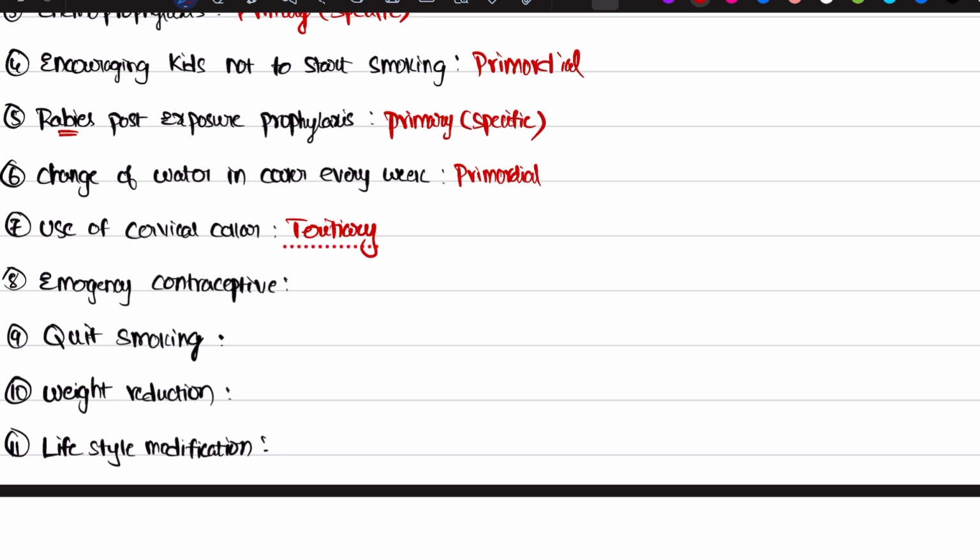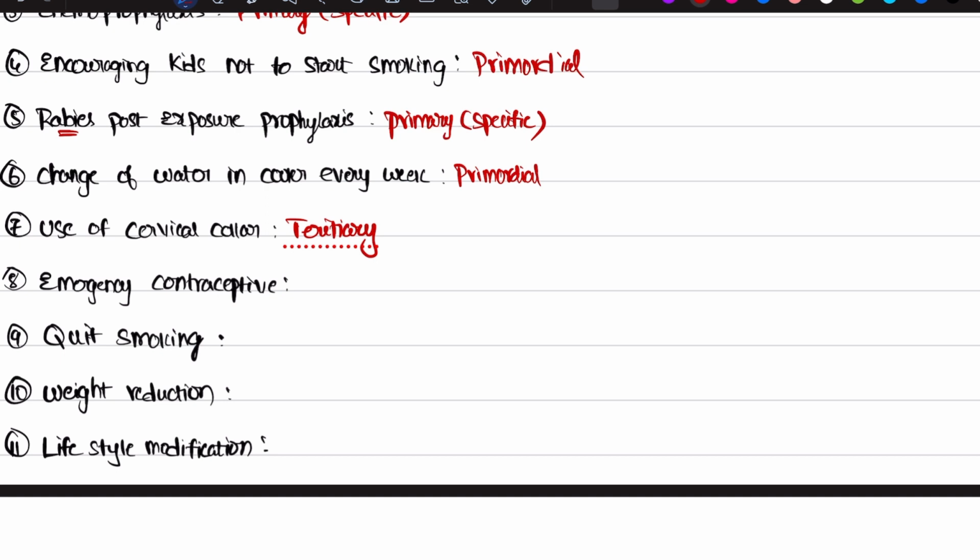Emergency contraceptive. Emergency contraceptive means, let's say they already have the risk factor of pregnancy. Why are they using the emergency contraceptive? They already had a risk factor of pregnancy. To avoid that pregnancy, they are taking an emergency contraceptive. So the risk factor is already present, but the disease has not happened yet. So we are preventing the disease. We are preventing the disease by controlling that risk factor.